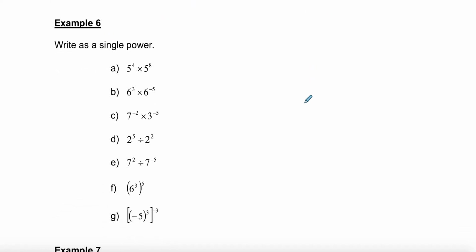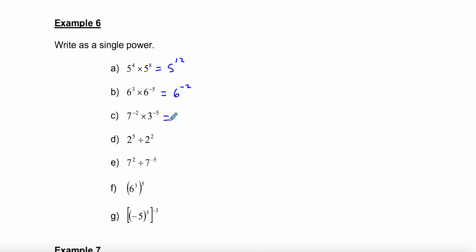A few more things just to point out. Here, multiplication, same base. We could add the exponents. Here, multiplication, same base, but there's a negative exponent. I would add my exponents. 3 plus -5 is -2. And in tomorrow's lesson, we're going to talk about what to do with negative exponents.